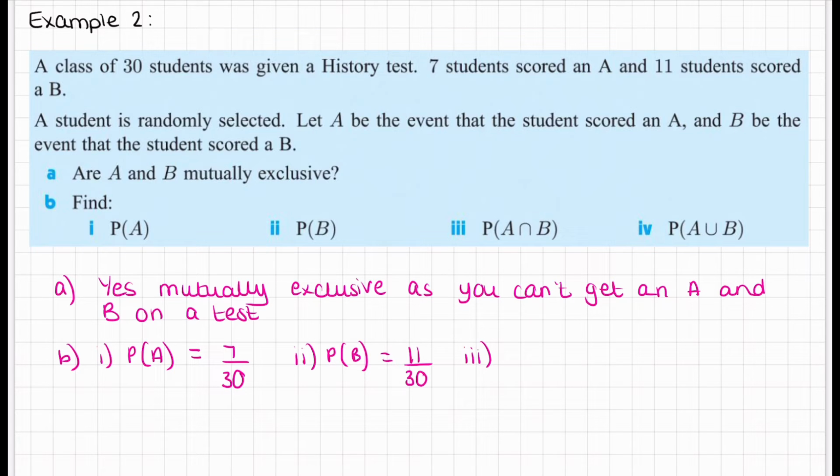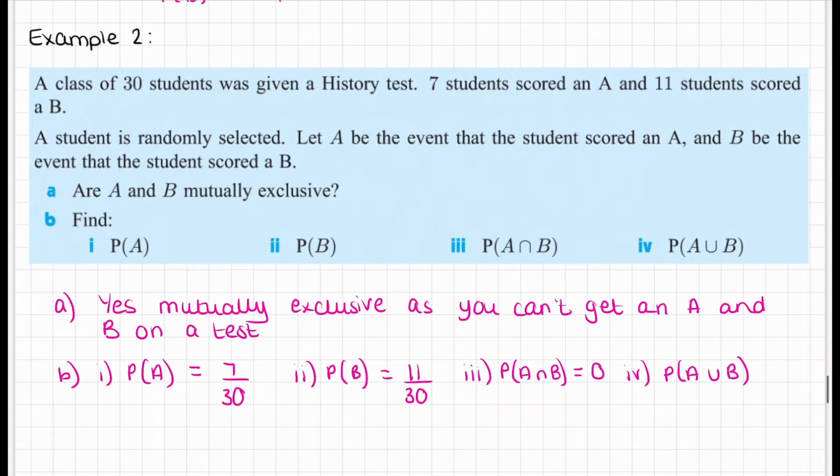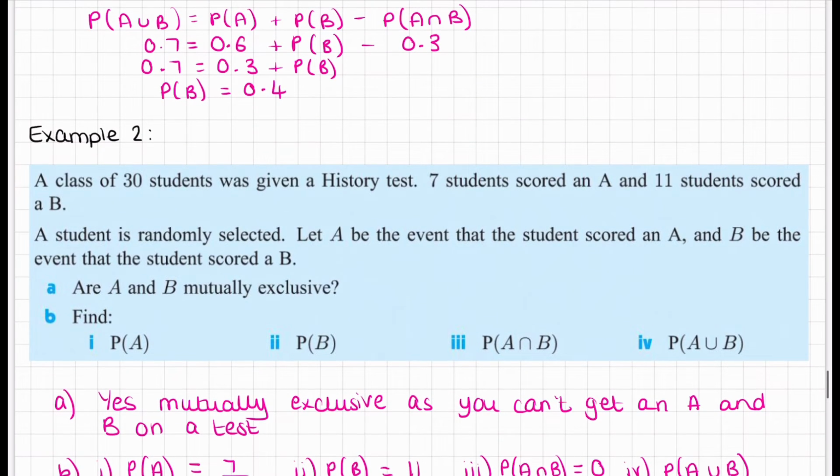Part 3, the probability of A and B. So what is the probability that a student got an A and a B? We already know that's not possible, which means it would be 0. And the last one, we want the probability of A or B. Now with A or B, we know they're mutually exclusive, so there is no intersection. So you could use the addition law from before, if I just scroll back up, this one here, but we know the A and B section is going to be 0.